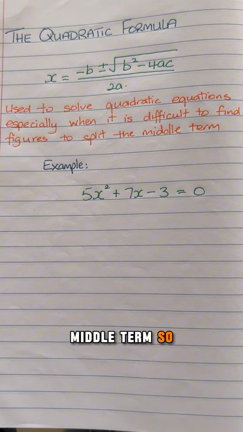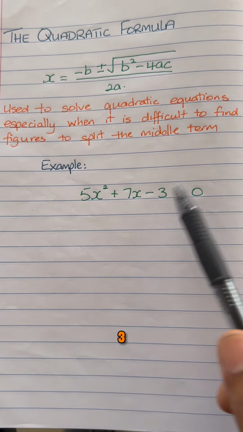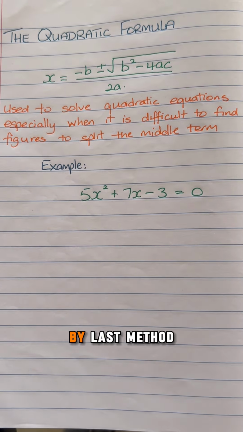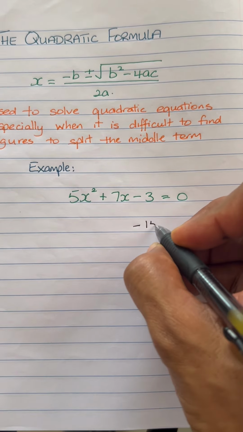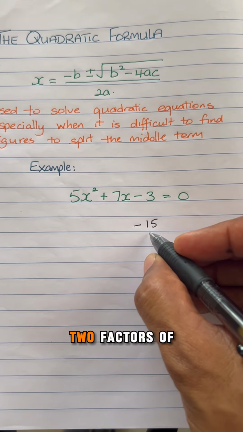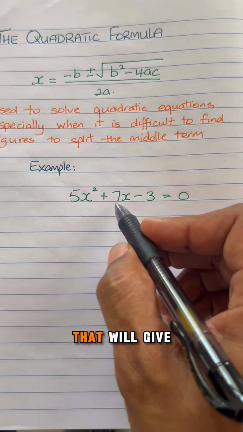the middle term. So, like in this example, I have a 5 and a negative 3. Using the first by last method, if I multiply 5 by negative 3, I'll get negative 15. Now, usually we'll try to find two factors of 15 that will give us this middle term here, 7. But there are no factors that I could think of. If you think about 3 and 5, 1 and 15, none of those would give us a 7. This is when we use the quadratic formula, right?